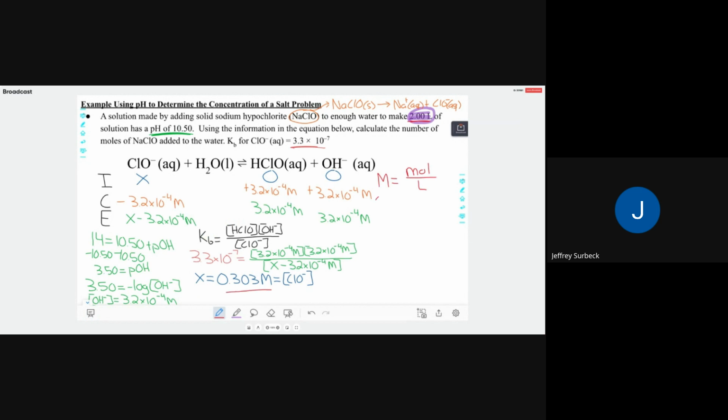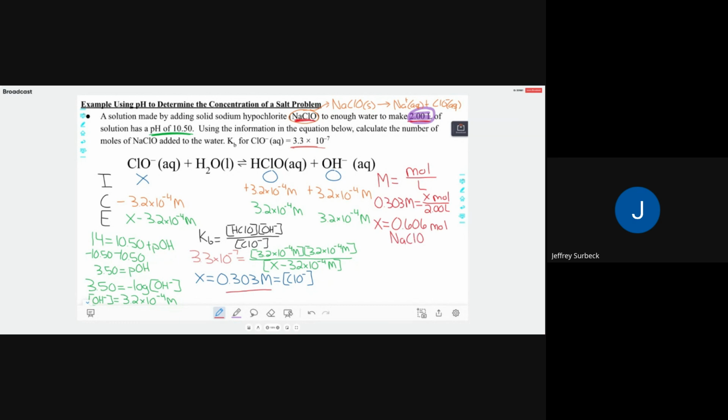Okay. So all we have to do on the final part here is take our 0.303 big M equals our X number of moles all over 2.00 liters. Now, we would cross multiply, and our number of moles would be double this at 0.606 moles, and this specifically would be moles of this substance that we have to dissolve.